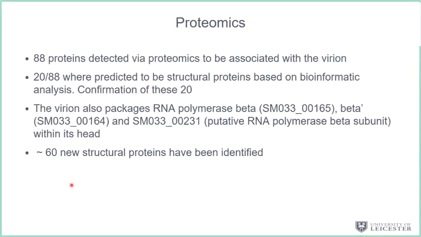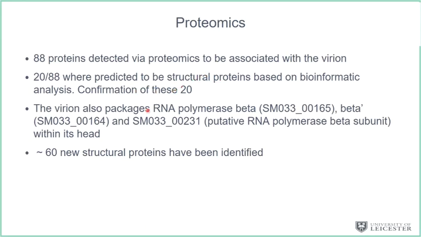So we went on to study this in some more detail and look at the proteomics of this phage. By doing large-scale proteomics with an Orbitrap, we were able to identify 88 proteins that are associated with the virion. So you purify the phages and then carry out mass spec on them, and this tells you which genes are associated with that virion particle. So 20 of them were structural proteins that we predicted based on bioinformatics, which is nice. So we were able to confirm 20 of them.